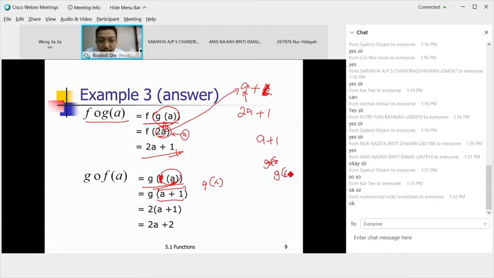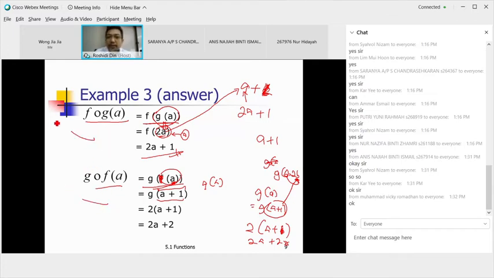G of B equals 2B. So this B maps to this one. So because of here, G of A equals G of A plus 1, this one will be replaced as this B. So actually it will be 2A plus 1, so it will be 2A plus 2. So please do not confuse between these two answers. So far okay? Composition.